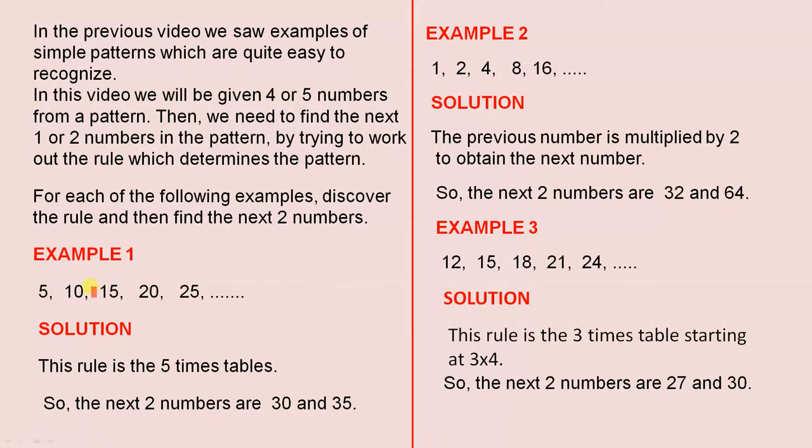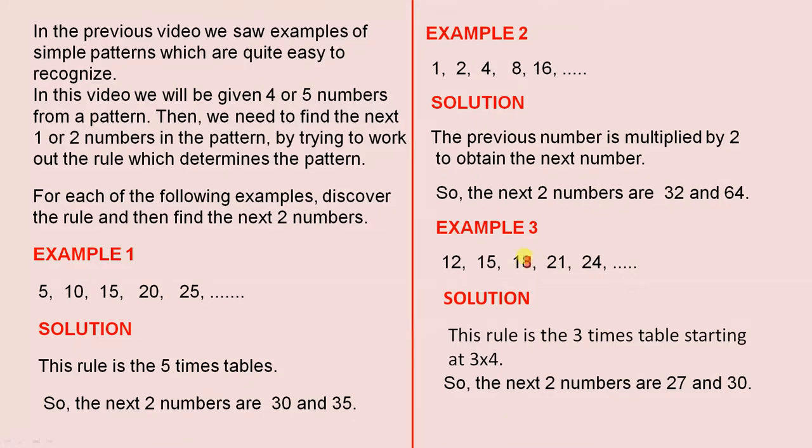So the first example, 5, 10, 15, 20 and 25. This rule is the 5 times tables. So the next 2 numbers are 30 and 35, because 5 6s are 30 and 5 7s are 35. Example 2, we have 1, 2, 4, 8, 16. The previous number is multiplied by 2 to obtain the next number. So the next 2 numbers are 32 and 64. So if you double 16 you get 32, and if you double 32 you get 64.